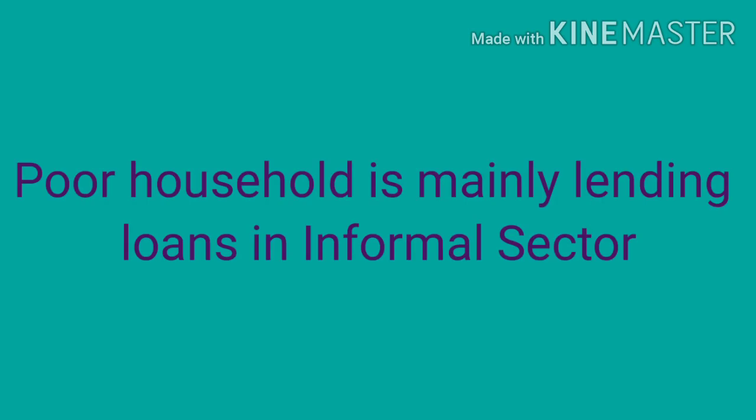In the informal sector, poor households mainly avail loans as they don't have the proper terms of credit to avail loans from the formal sector, that means from the commercial banks. So another important characteristic of this informal sector is that most of the loans are availed from the informal sector by poor households in rural areas because they don't have the proper terms of credit to avail loans from the formal sectors.